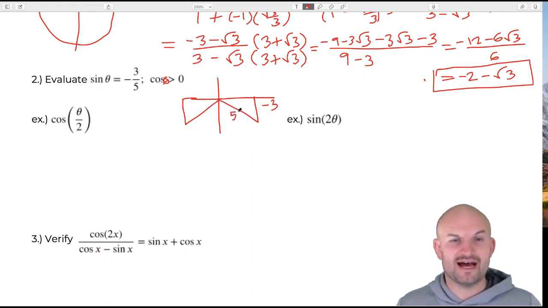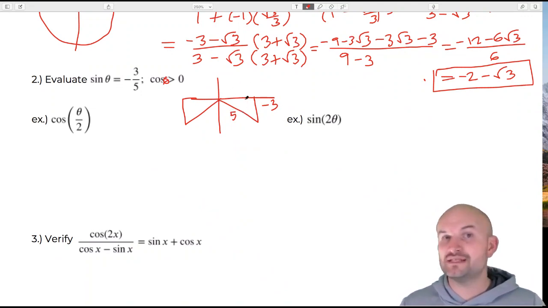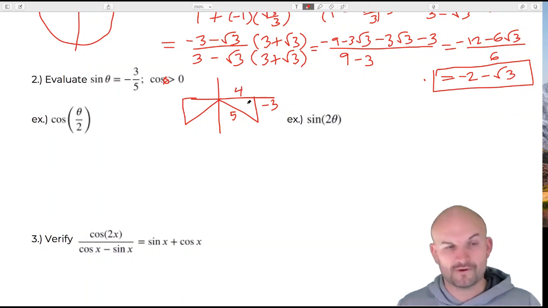So that's going to be a 5. And then by using the Pythagorean theorem, or you can recognize this to be a Pythagorean triple, that's going to be 4. Now, for the half angle, what we recognize here is, again, here is going to be our angle, but really our angle theta is right here. So you can see this angle is in the fourth quadrant.